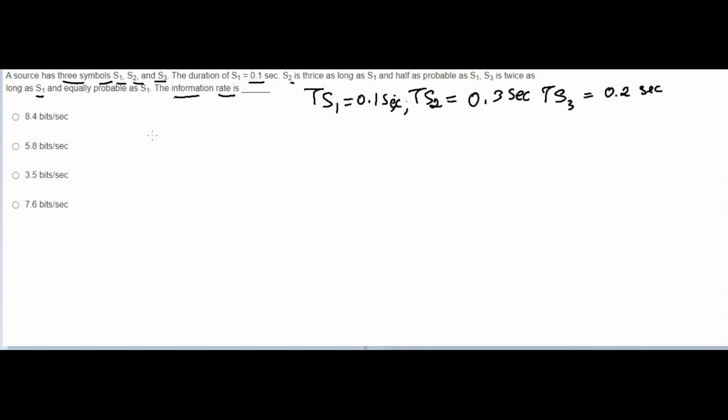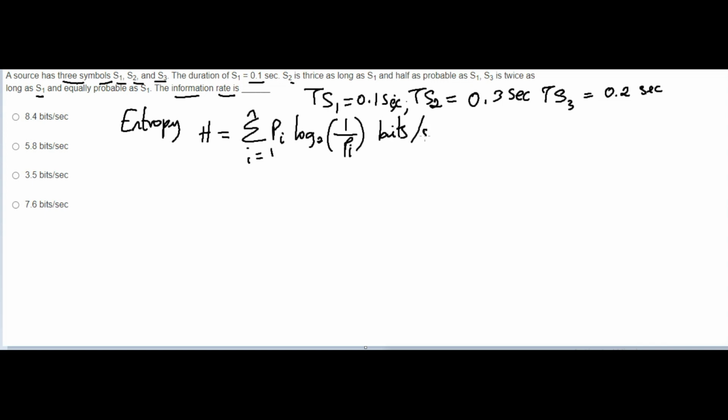So here, automatically, I just want to tell about the entropy. Entropy is a simple formula. I can say H is equal to sigma, you have to just make a summation, going from i equal to 1 to n, which may be any natural number. Here I have to use Pi into log 2 of 1 divided by the same Pi, which gives the unit of bits per symbol.